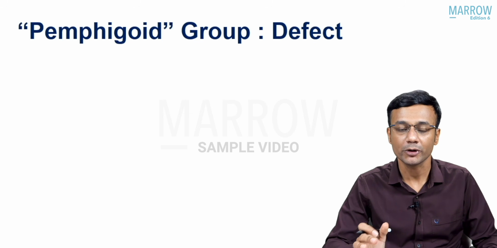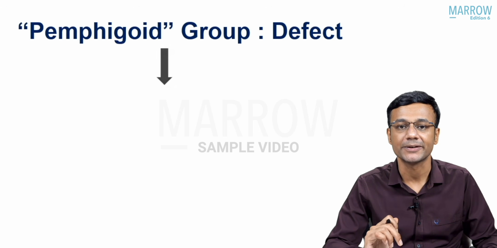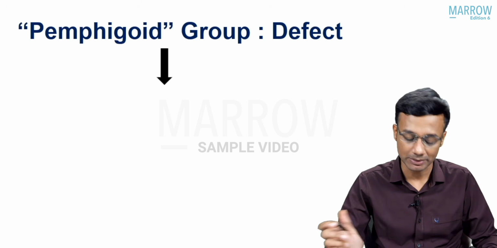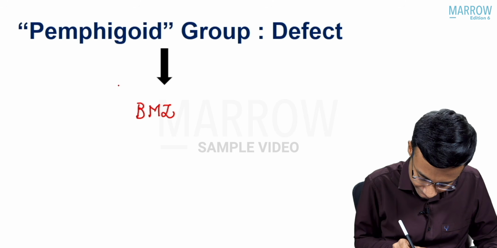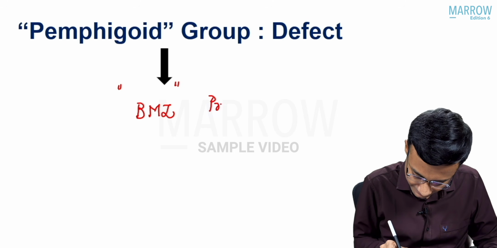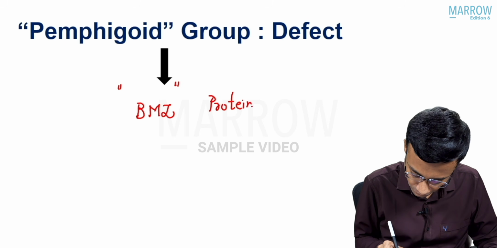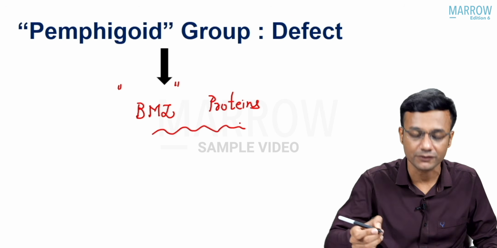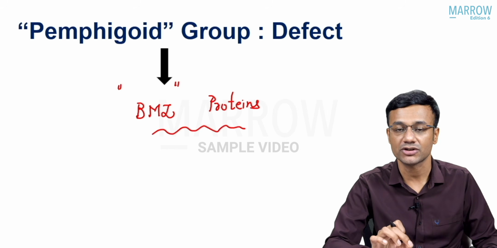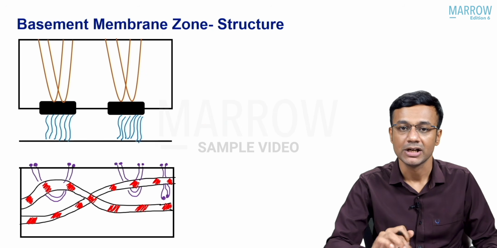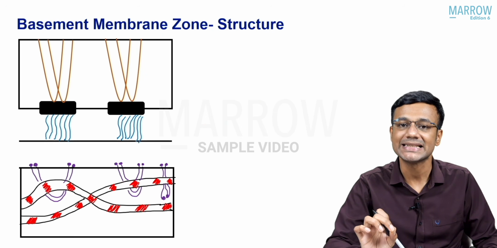Now, in Pemphigoid group, what exactly is the defect here? The defect in the Pemphigoid group lies in the basement membrane zone proteins. So this is something which all of us should remember. To understand this further, let us again go through the structure of the basement membrane zone. We have seen it in module number 1, basics in dermatology.